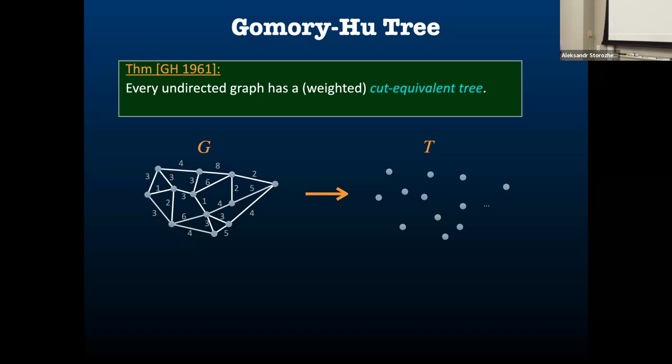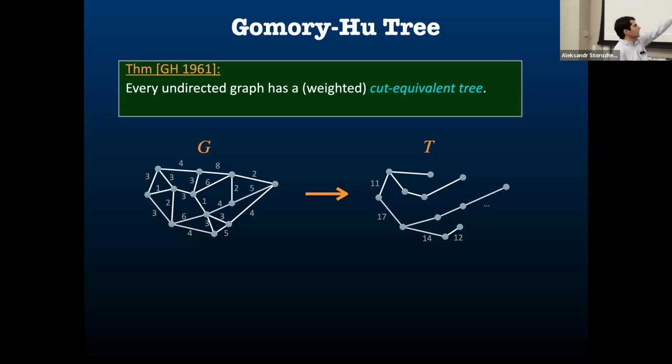They proved this theorem, which is a fundamental theorem about graphs. It says that any graph has a cut equivalent tree. So what this means is it's a kind of graph simplification. It's like a super powerful graph sparsification result. So you can take any graph, even if it's weighted, and you can turn it into a tree. This tree is on the same set of vertices, but it's a tree, it's much simpler. And it's cut equivalent. So the tree has some weights that could be different.